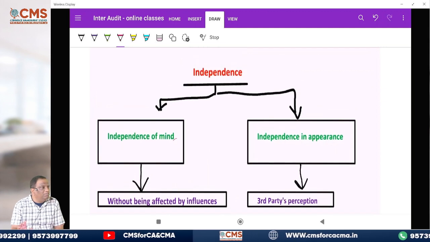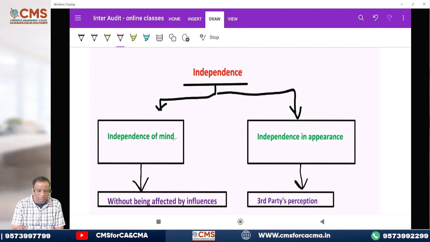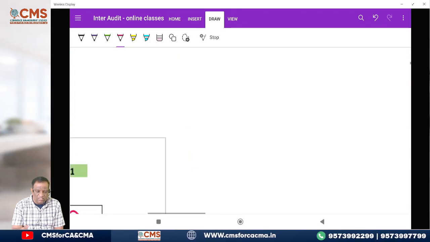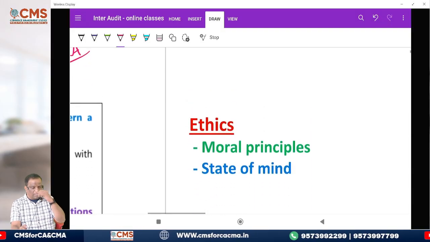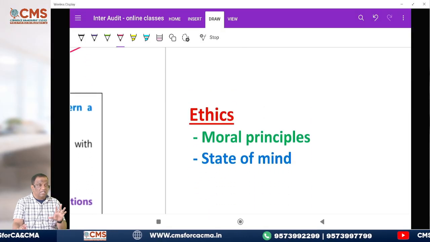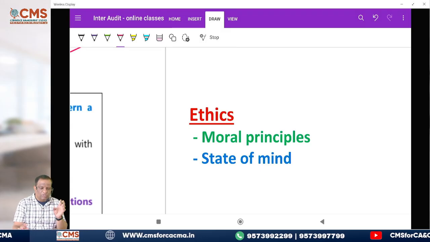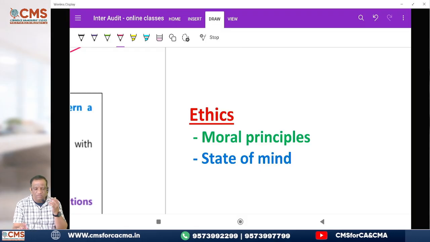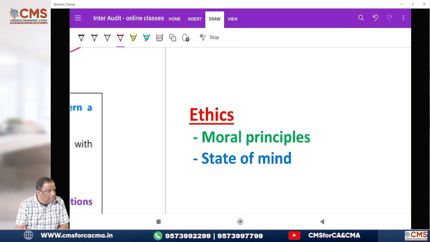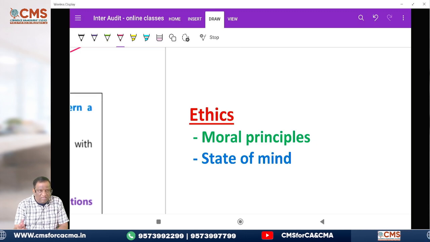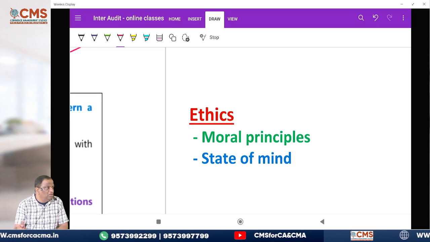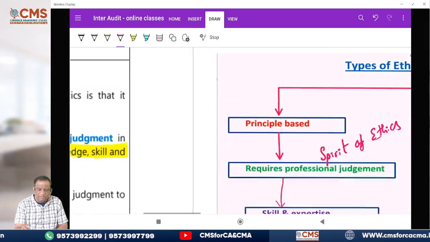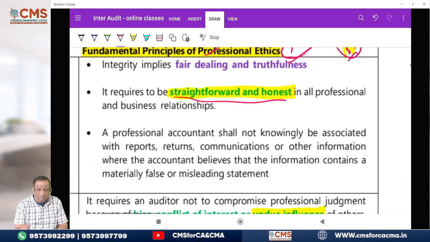In that background, independence is of two types: independence of mind and independence in appearance. Now, since I'm going a little too fast, I'll hold back and ask you to repeat. When I say ethics, what are the two subpoints? Because he is asking define ethics and then an extended question. How do I define ethics? Two points: moral principles and state of mind. Now let me see whether you remember. What are the two types of ethics? Principle based and rule based. Which is more rigid? Rule based is more rigid. And where do I need my skills and spirits? Principle based I need. Then there are five professional fundamental principles, you remember.